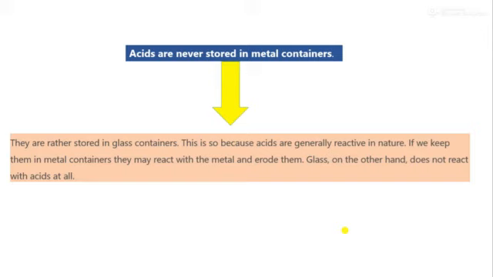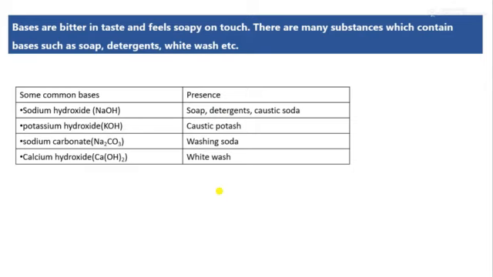This is because they are generally reactive in nature. If we keep them in a metal container, they may react with the metal and erode it. Erode means they are corrosive in nature. It will rust that metal. And the glass, on the other hand, does not react with the acid at all, right?